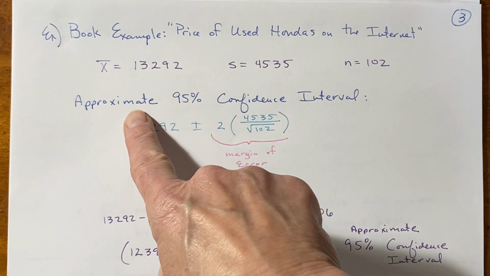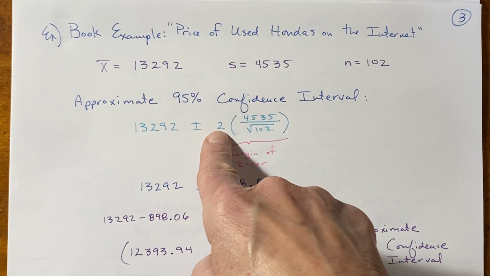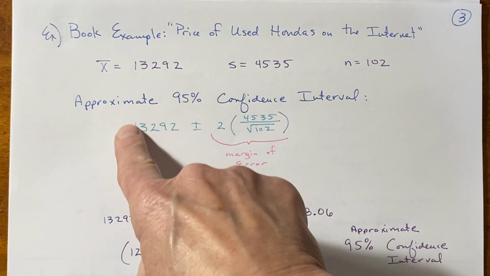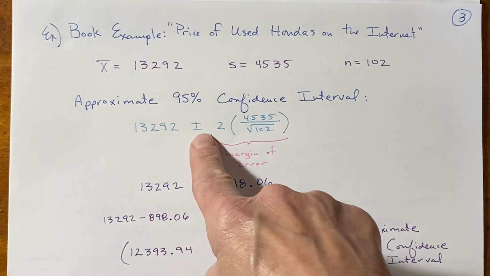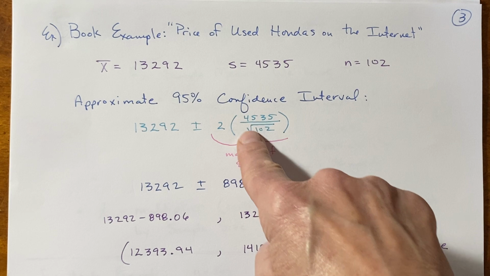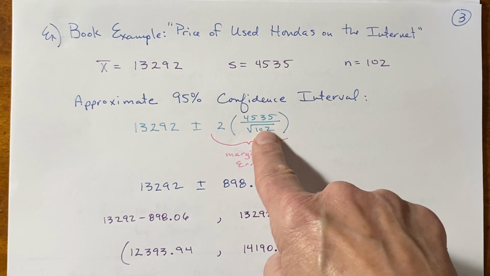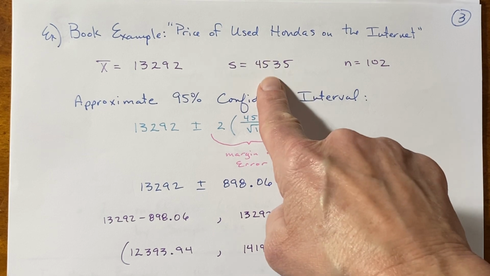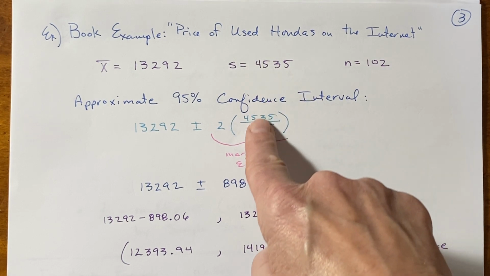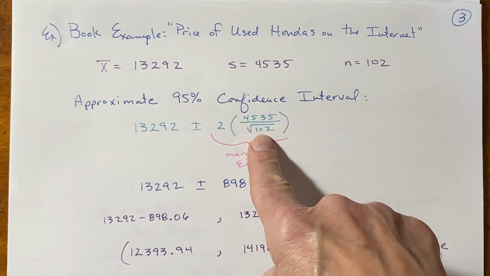If we wanted to approximate the 95% confidence interval, we can use a multiplier of 2. We would take our sample mean and add and subtract 2 standard deviations of the sampling distribution. This is actually the standard error, because I'm using the standard deviation from the sample, since I know nothing about the standard deviation of the population.